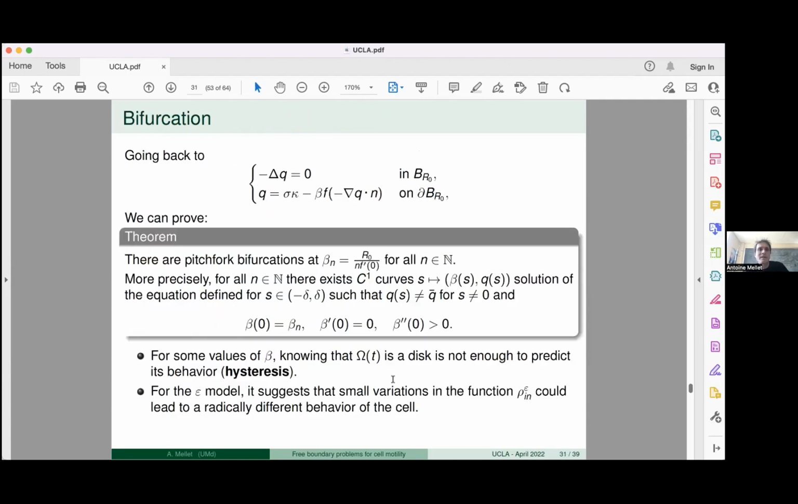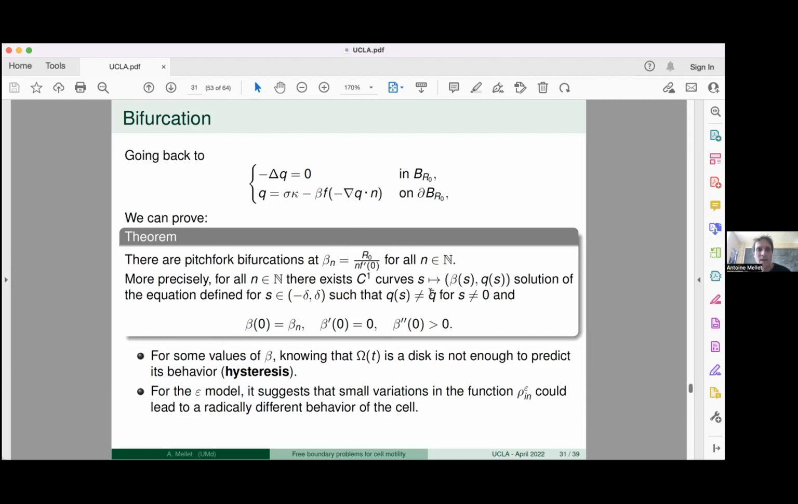So if we go back to the original problem here, what it says is that for some values of beta, those beta n that are something divided by n, there are pitchfork bifurcations at which we have curves of solutions, beta s. So I say pitchfork bifurcation because of these conditions here. So beta 0 is beta n, beta prime is 0, and beta second is positive. So that's a pitchfork type bifurcation, and Q is a solution of this, with Q not being Q bar, so not 0.